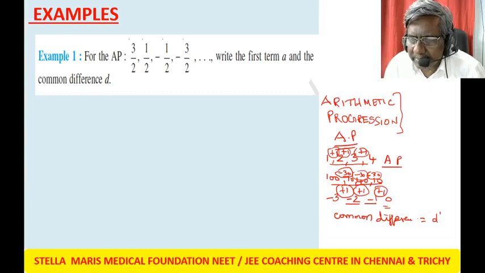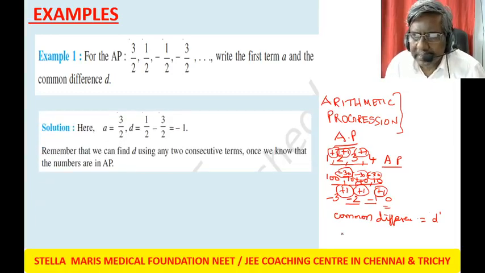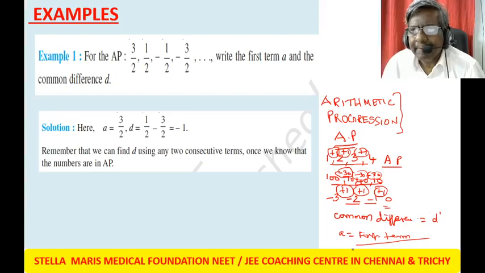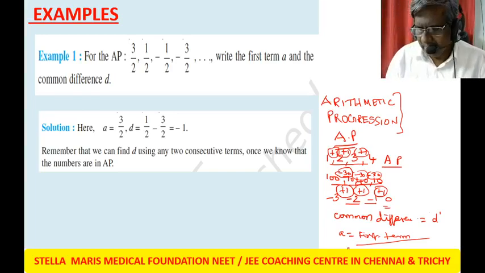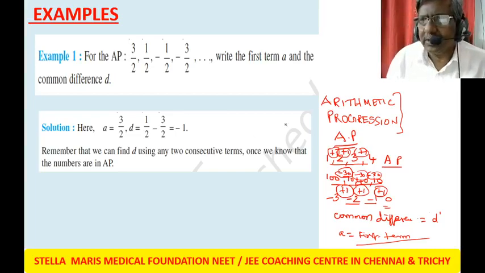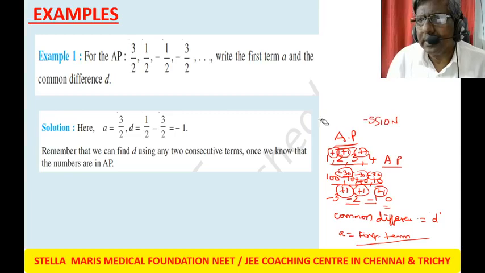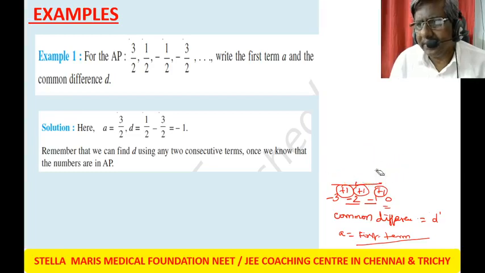Then A is called the first term. Now let us do the first sum. This AP means adding a fixed number to the preceding number, you get the result. That is called an arithmetic progression. A common number will be added to this. Either it can be negative, or it can be positive, or it can be 0.